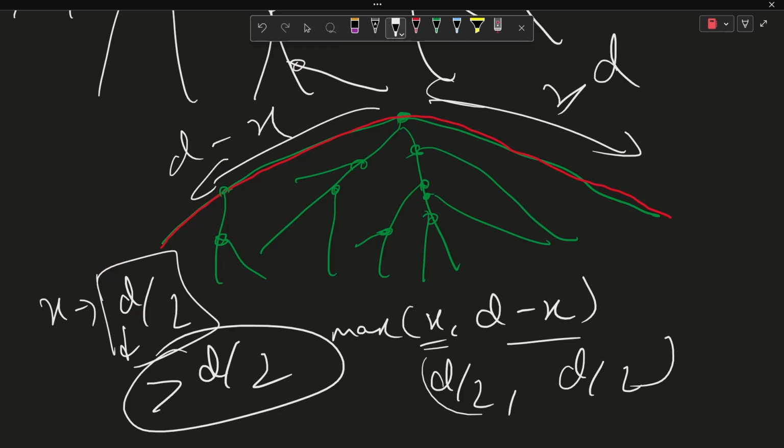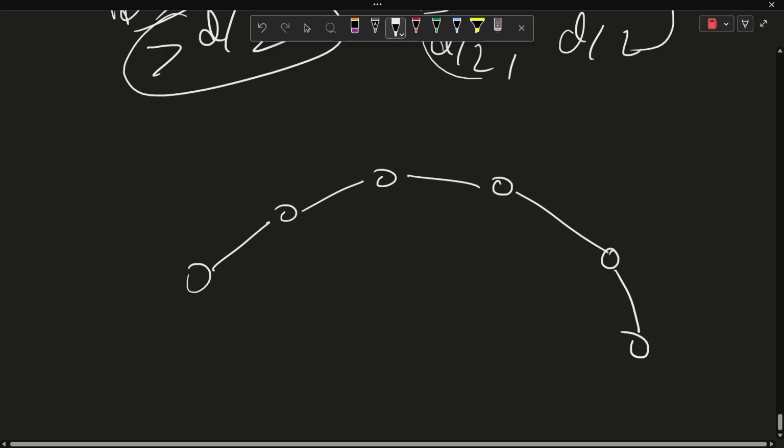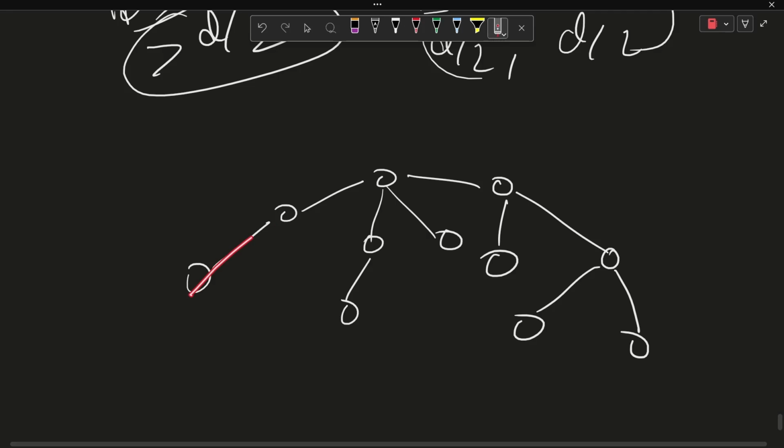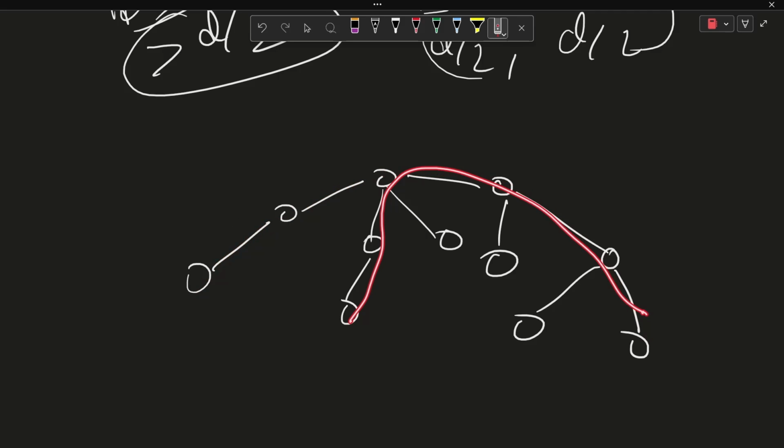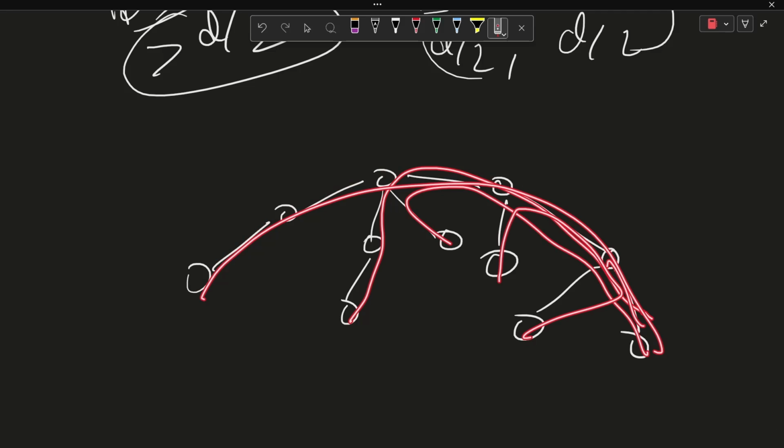So if d is, let's say, odd, let's draw a tree as an example. 1, 2, 3, 4, 5. Okay, so it has a diameter of 5, and then 1, 2, 1. Let's say this is your tree. If you are drawing it like this, it has a diameter of 1, 2, 3, 4, 5. You can take any path. This path would also give you 5, but any other path would give you less. So this is the diameter of the tree, either this or this.